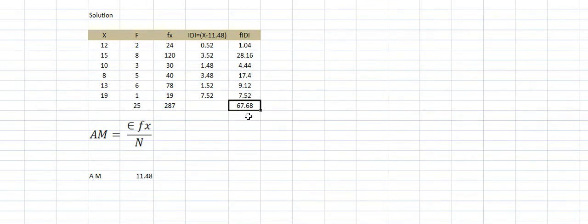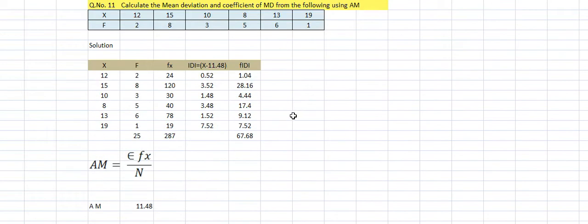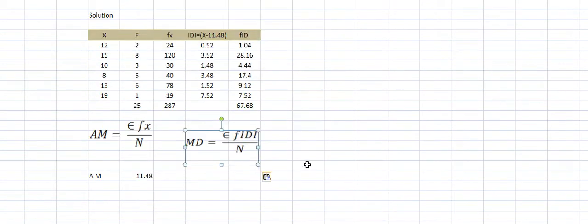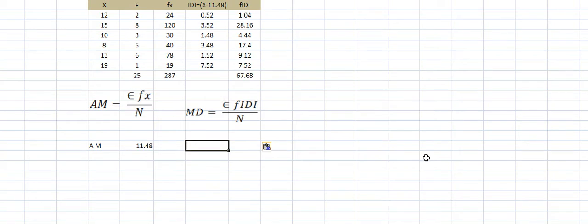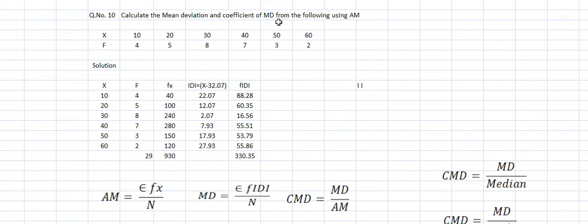So this was your which answer? Summation of f modulus d. Now you need to apply mean deviation formula. Which formula? Mean deviation formula like this. So mean deviation equal to summation of modulus fd divided by n. Summation of modulus fd is 67.68, divided by what is n? N is 25 here. So your answer is how much? 2.71.